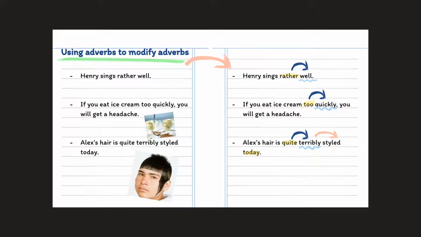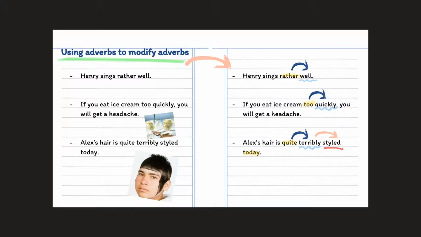Let's take a look at the last example. Alex's hair is quite terribly styled today. There are actually three adverbs in one sentence. The first one is quite. The second one is terribly. The third one is today. Let's take a look at the adverb terribly. It is used to modify a verb, and the verb here is styled.